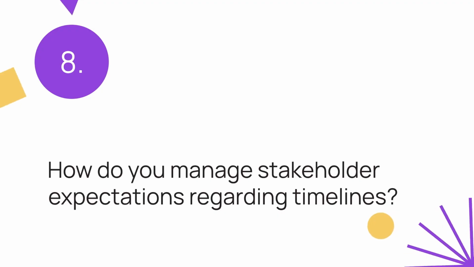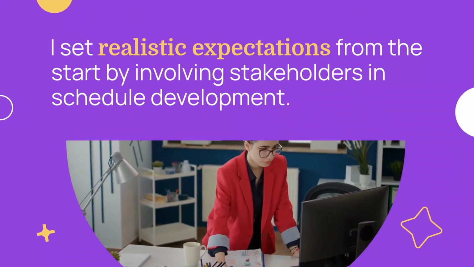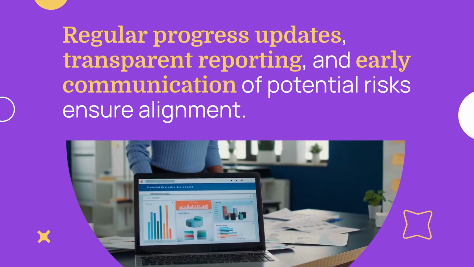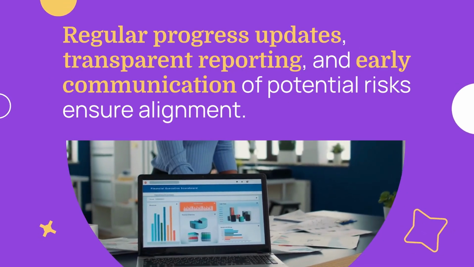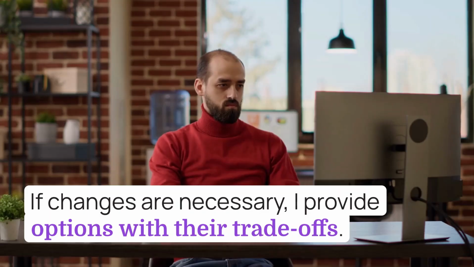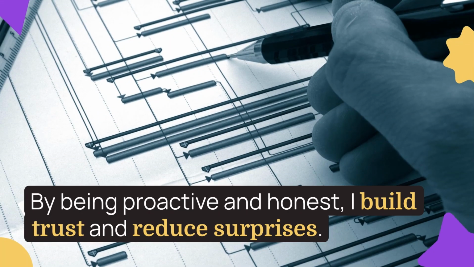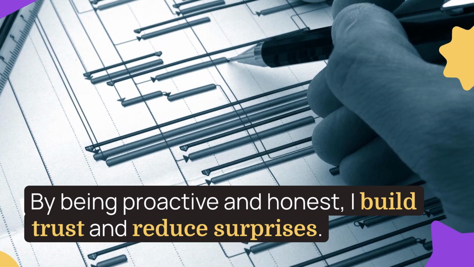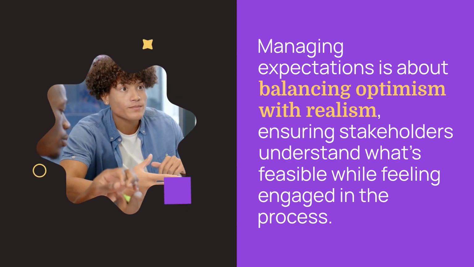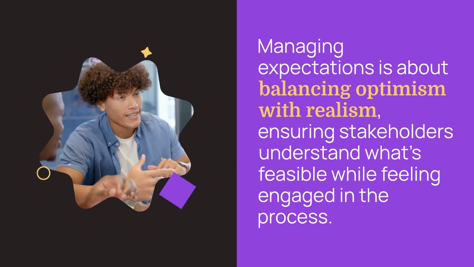8. How do you manage stakeholder expectations regarding timelines? I set realistic expectations from the start by involving stakeholders in schedule development. Regular progress updates, transparent reporting, and early communication of potential risks ensure alignment. If changes are necessary, I provide options with their trade-offs. By being proactive and honest, I build trust and reduce surprises. Managing expectations is about balancing optimism with realism, ensuring stakeholders understand what's feasible while feeling engaged in the process.